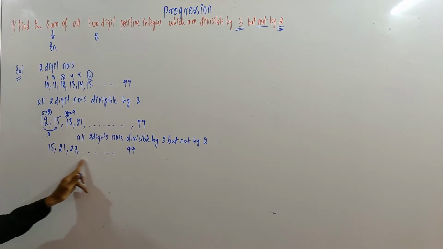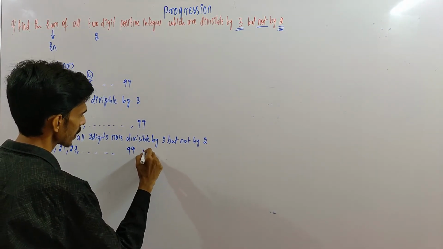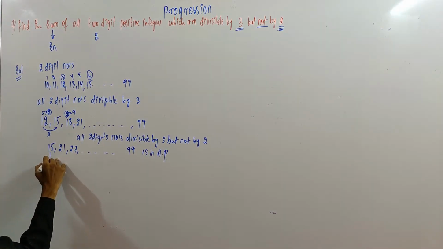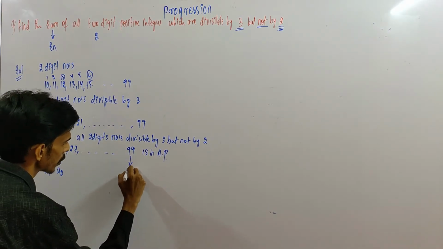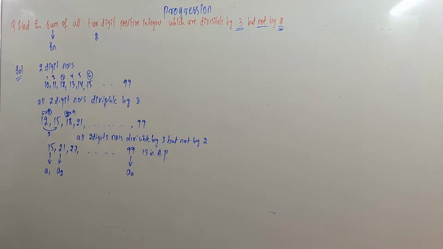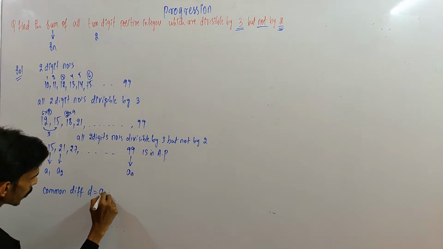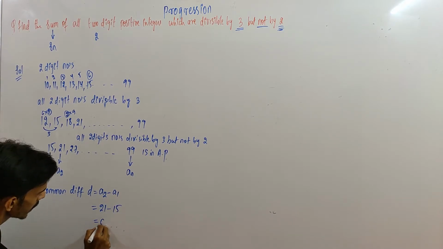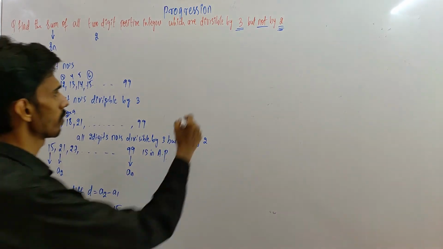Now this represents an arithmetic progression. So the given sequence is in arithmetic progression. This is A1, this is A2. The last is denoted with AN. Common difference D is equal to A2 minus A1. We have 21 minus 15, that is 6. So we have common difference as 6.